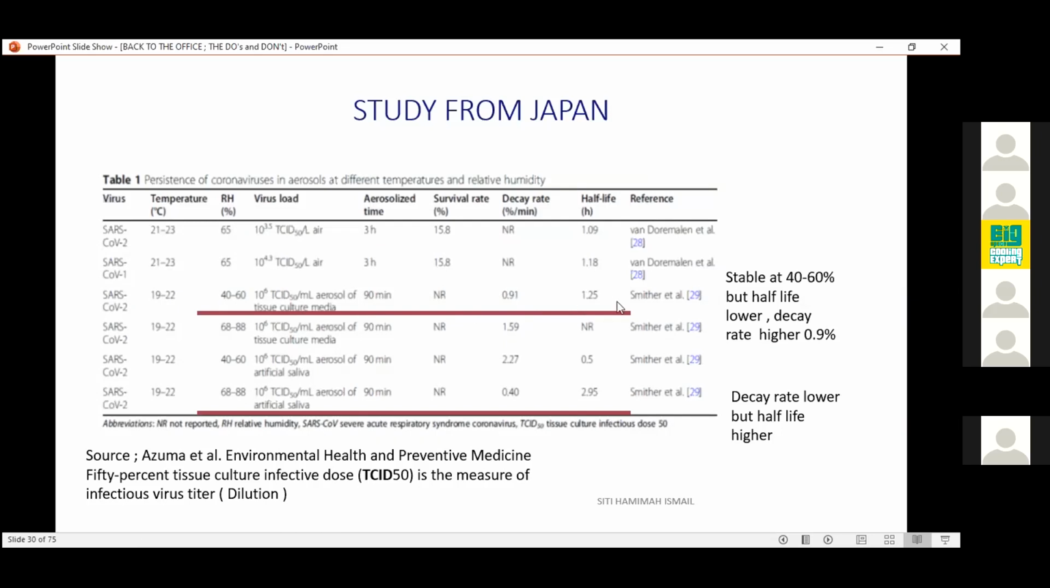Yang ini half life dia quite high. Compared to this one, humidity dia lagi tinggi. Decay time dia 0.4 rendah, tapi half life dia sangat tinggi. So this is the things yang I cakap bila COVID kita tak ada threshold. What we look into dia punya decay time, survival rate, half life of the microorganisms.